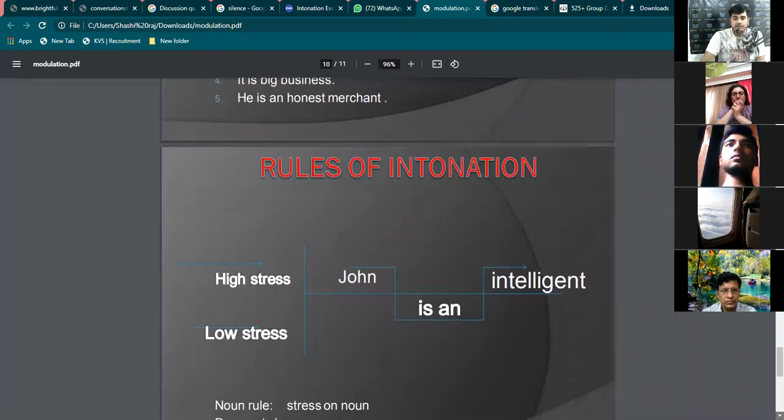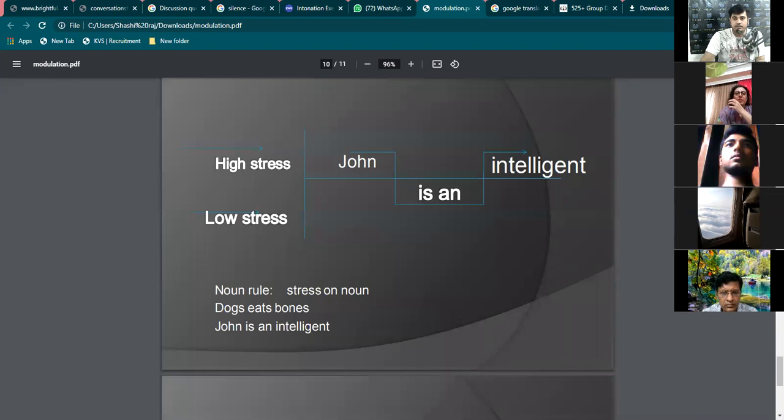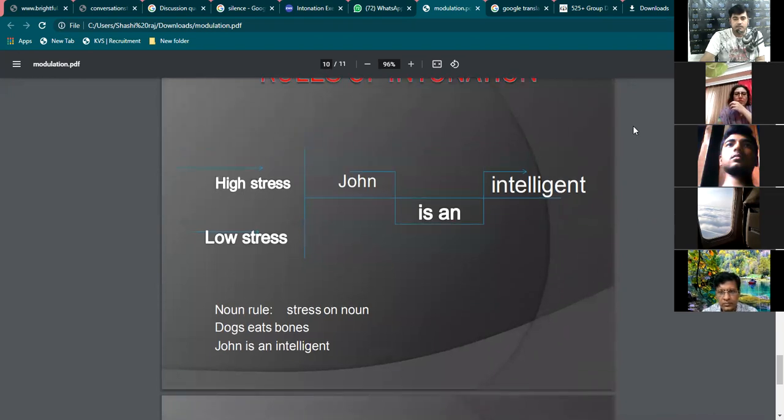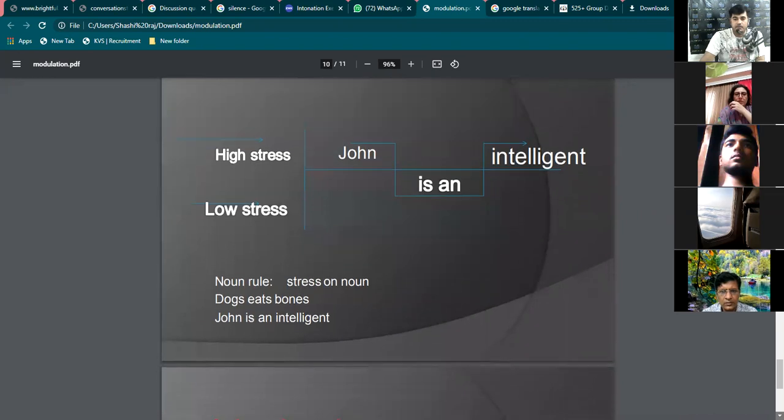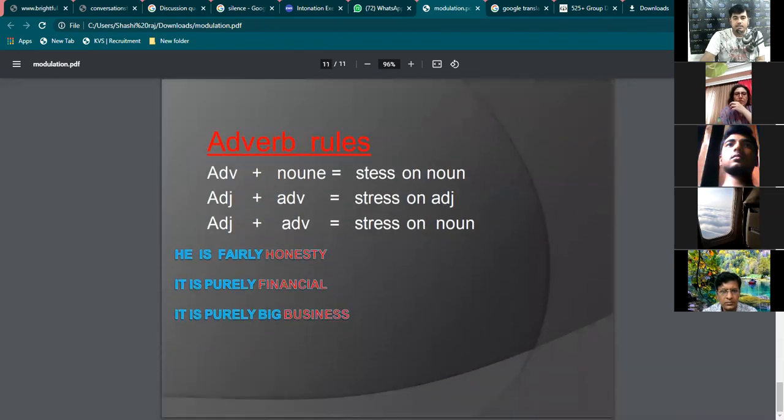And next we have, which one is this? Okay, that we have already done. The next we have the adverb rule. When we have an adverb and a noun together in a sentence, we put stress on the noun. When you have an adjective and an adverb together, then the adjective is important, so you put stress on the adjective.